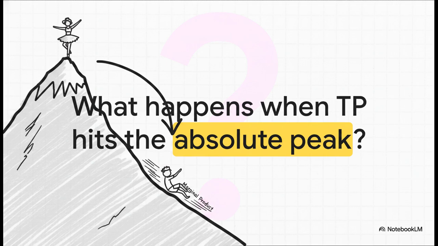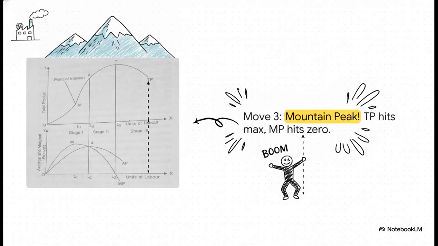So I want you to guess, what do you think happens to our marginal product dancer when the total product finally reaches the absolute highest peak of the mountain? Take a quick second to think about it. Let's see if you got it.